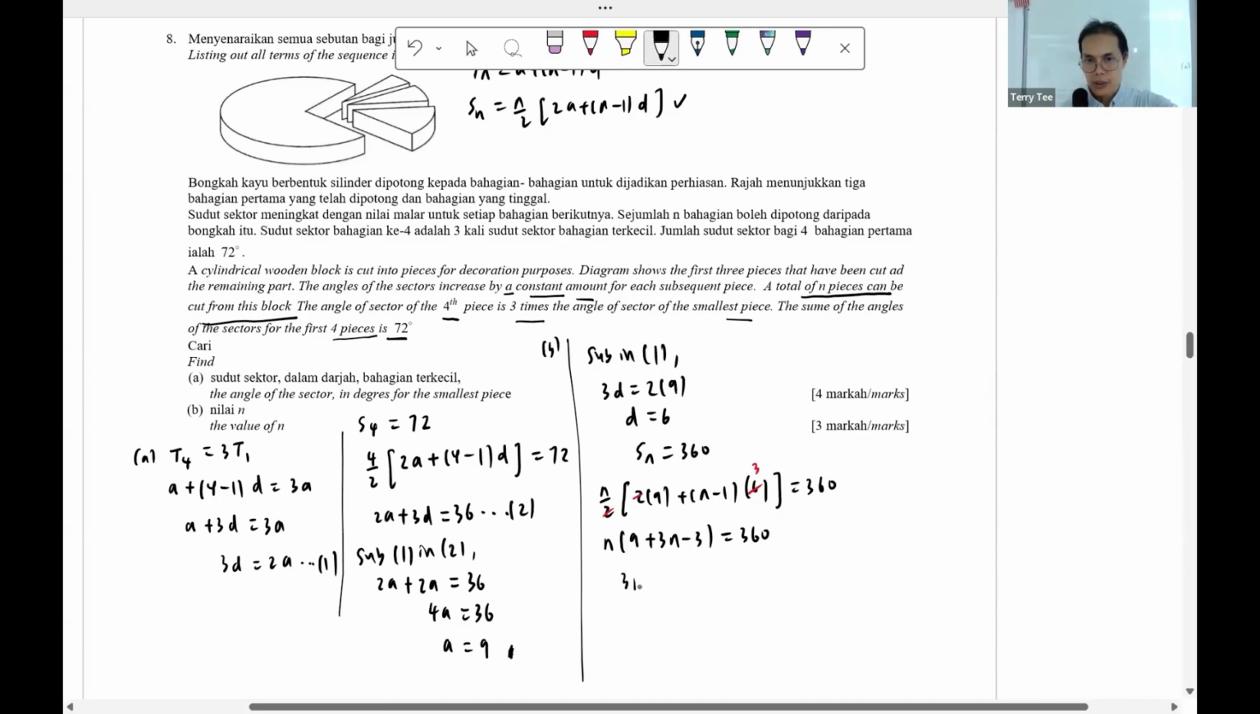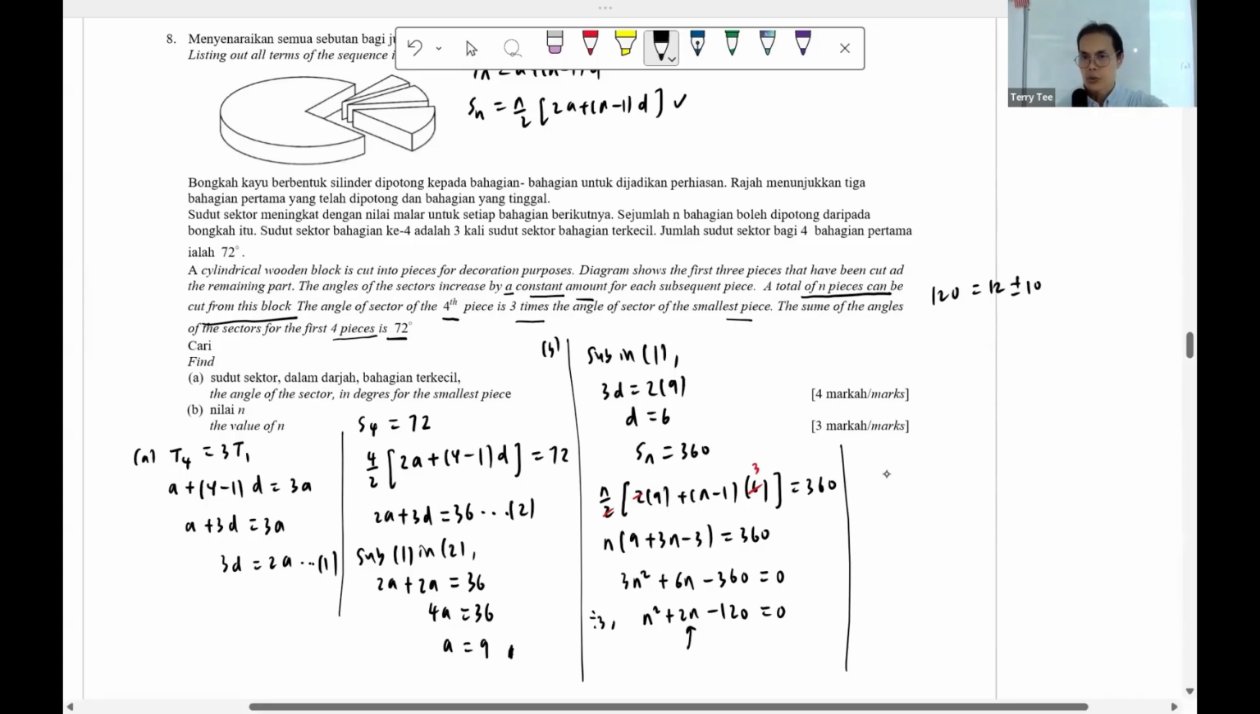3n times n is 3n squared. 9 minus 3 is 6. 6 times n is 6n. Your 360, you bring it over. From here, I'm going to divide everybody by 3. Your n squared plus 2n minus 120 is now 0. Okay, how to factorize? Factor 120. 120, we can use what? 120 a lot. But I think look at this straight away, you can tell, right? 12 and 10. Right?